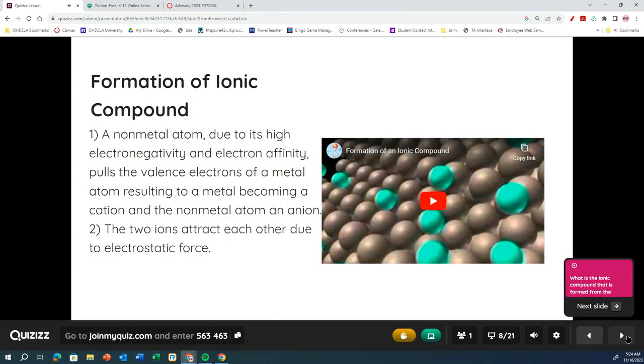So, formation of an ionic compound. A nonmetal atom, due to its high electronegativity and electron affinity, which basically says its ability to pull electrons off of another atom, pulls the valence electrons of a metal atom, resulting in the metal becoming a cation. Remember, it becomes positive, and the nonmetal atom becomes an anion. The two ions attract each other due to the electrostatic force.